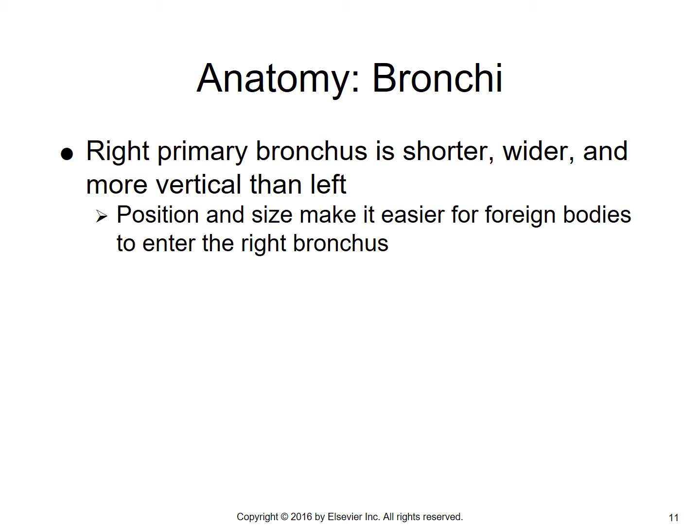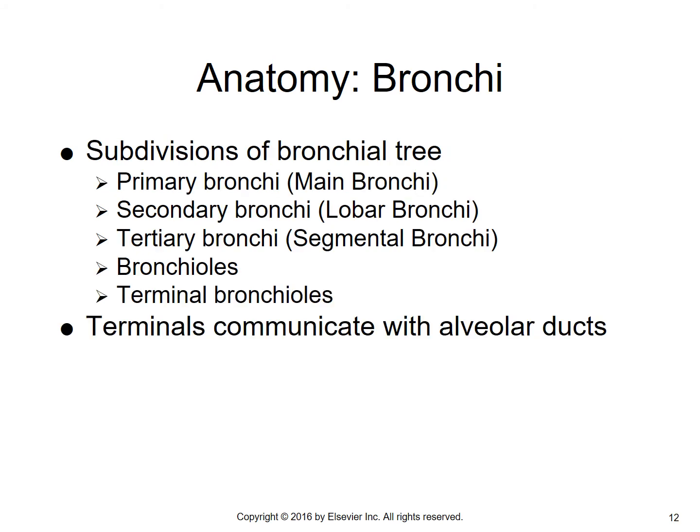So this position and its size make it easier for foreign bodies to enter the right bronchus. And a foreign body is basically anything that shouldn't be there. A coin, a piece of something that you've eaten. Okay, and instead of going into the esophagus, it went into the respiratory system.